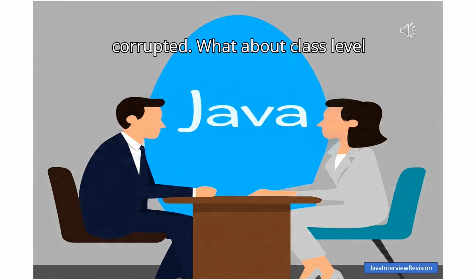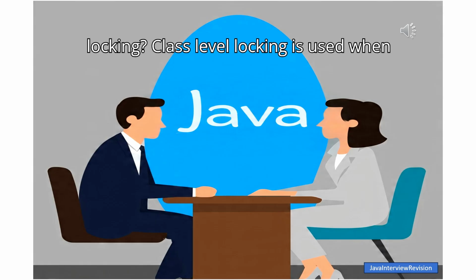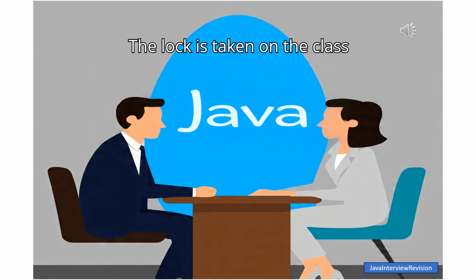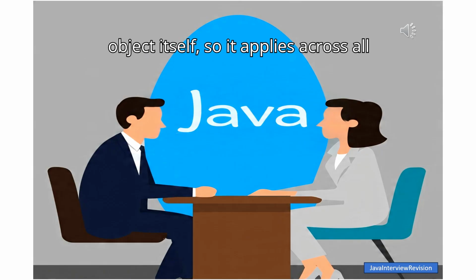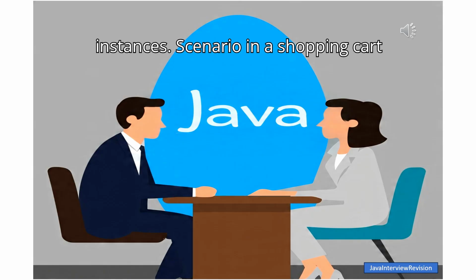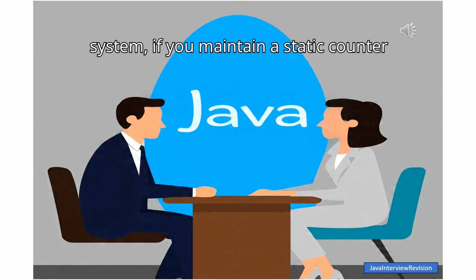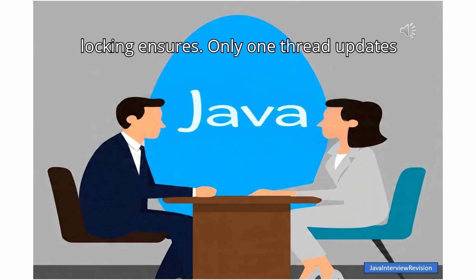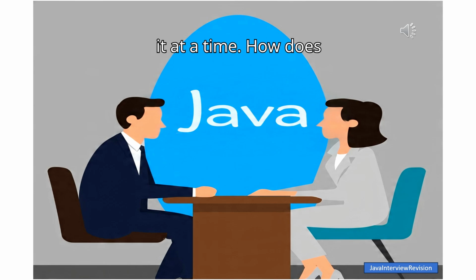What about class-level locking? Class-level locking is used when you synchronize static methods or blocks. The lock is taken on the class object itself, so it applies across all instances. Scenario: in a shopping cart system, if you maintain a static counter for total carts created, class-level locking ensures only one thread updates it at a time.